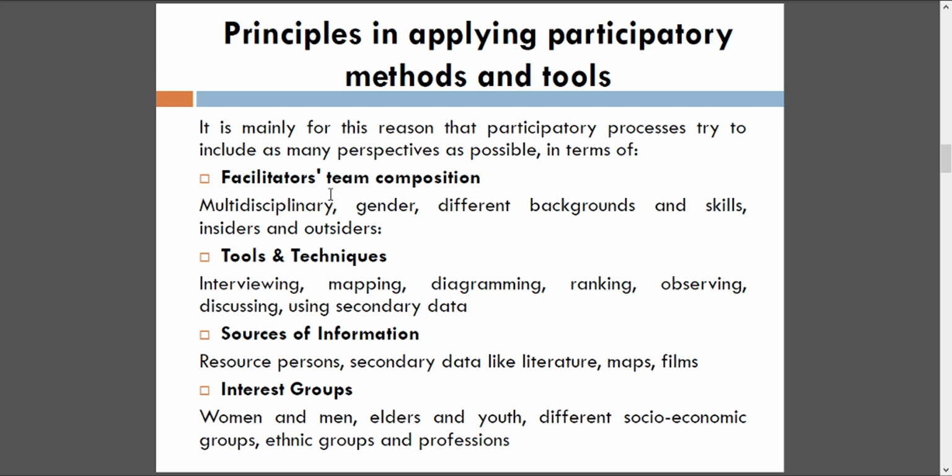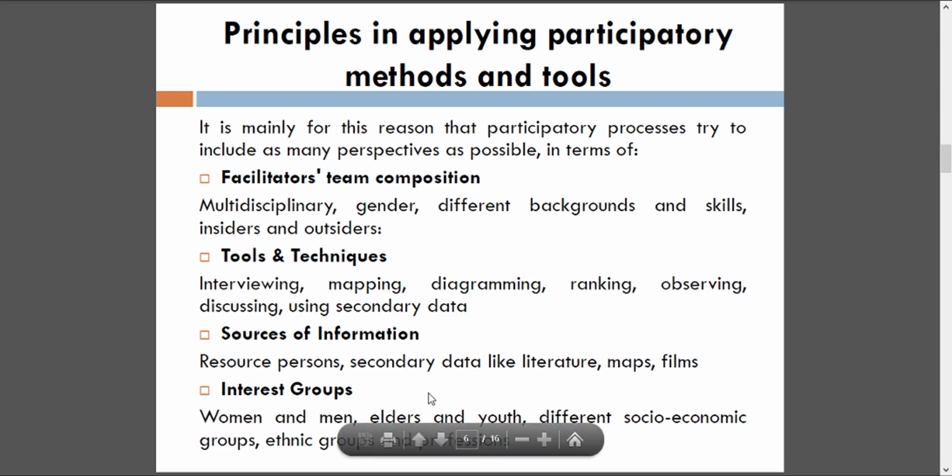We see that this should be multidisciplinary and it should have all gender groups. Then tools and techniques. We should use quite a number of techniques. For example, interviewing, mapping, diagramming, writing, observing, discussing, or using secondary data. Then for sources of information, we should look at resource people. We can also consider secondary data like literature, maps, and films.